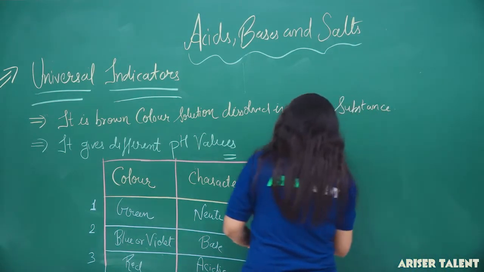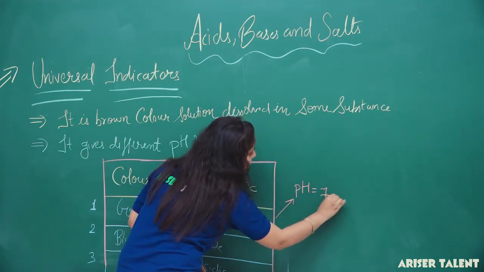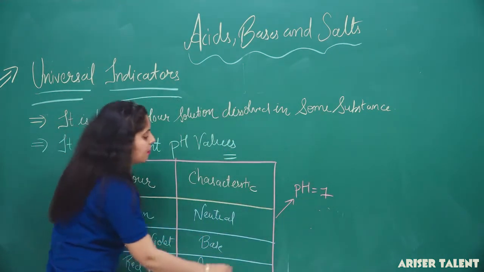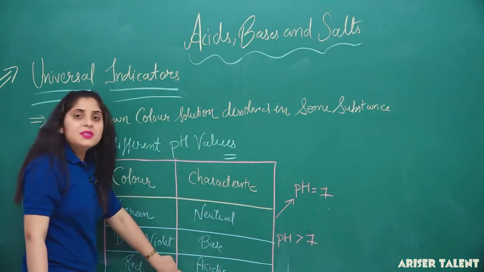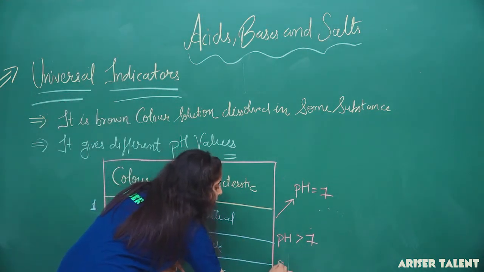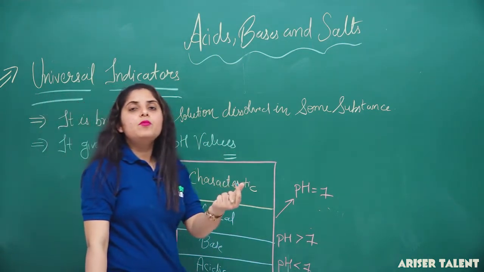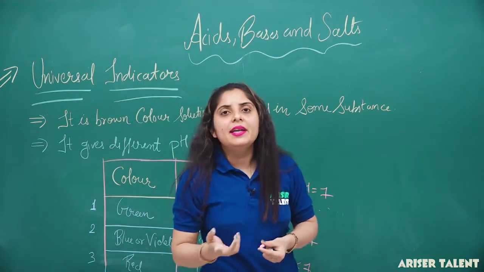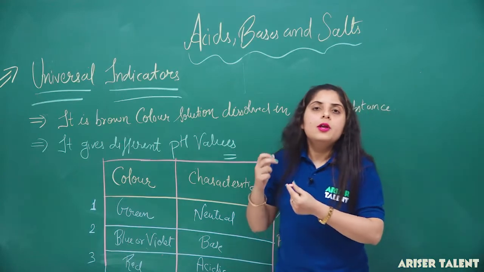We can say that if the substance is neutral, the pH will be 7. If the substance is basic, the pH will be greater than 7. If the substance is acidic, the pH will be less than 7. So in this way, with the help of the universal indicator, we can identify the characteristic of the substance, whether it is acidic, basic or neutral.